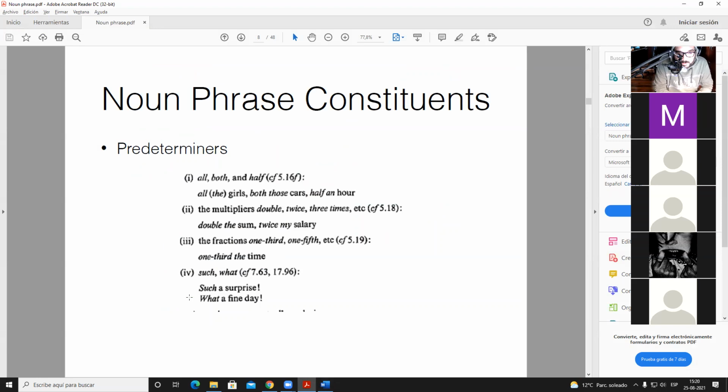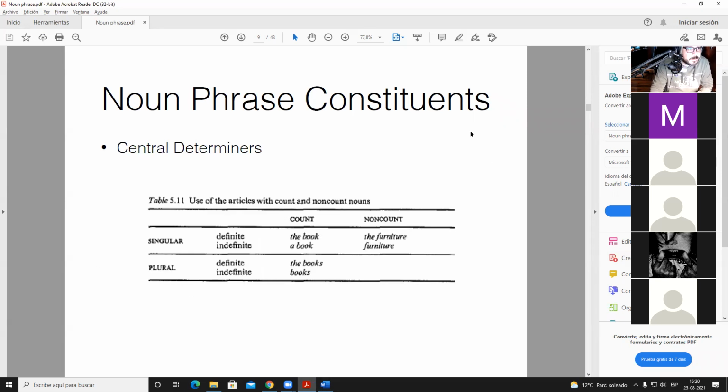Okay, let's go back to the previous term. 1/3, 1/5 is not a multi-word unit. It's just one unit. Why? Because there's a hyphen. That's the orthographic definition for a word, right? So no problem with that. Such and what, the same idea. Noun phrases, central determiners, and there you have all the central determiners you need. Definite, indefinite, whatever, right?